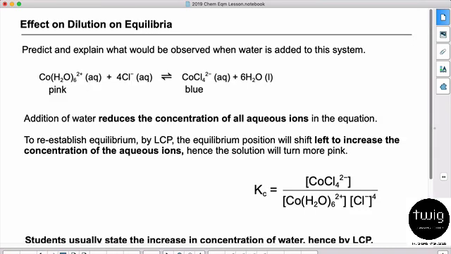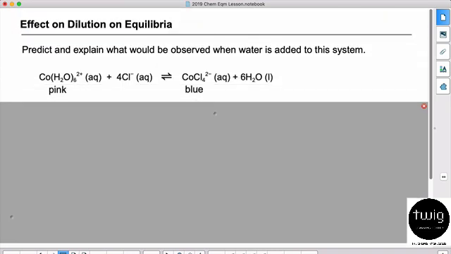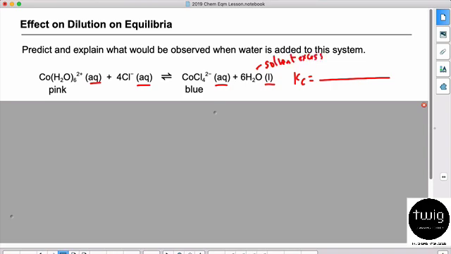Okay, I'm going to teach you this concept. This is dilution. It is a bit tricky, so pay attention and see what happens. They say predict and explain what will be observed when water is added to this system. This system has pink and blue color. So you're going to add water. If I look at my Kc, it is all aqueous. Water is a solvent, in excess, so I don't have to put water here. So it's going to be [COCl4]2- over [Co(H2O)6]2+ times [Cl-] to the power 4. Okay, good.